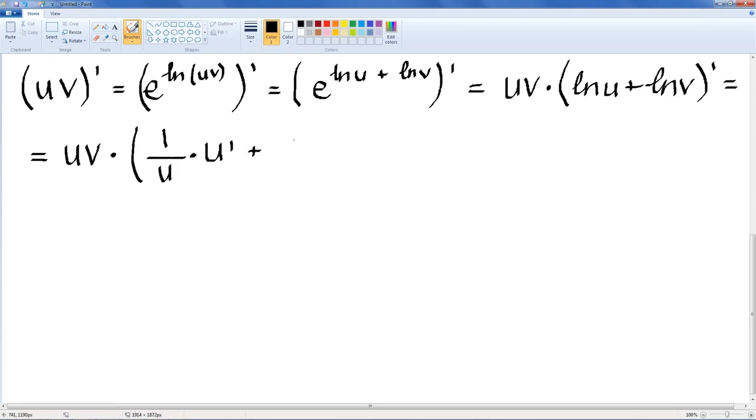plus, and then you do the same thing. So what is the derivative of ln v? Well, that's 1 over v, but then since v is a function, you also have to multiply by the derivative of v.